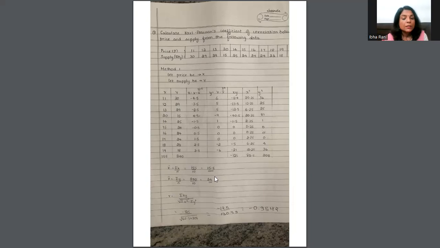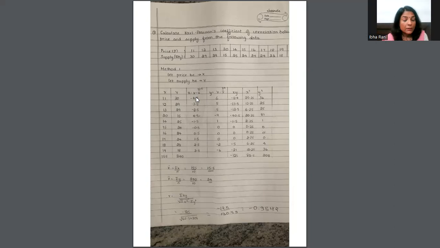That will come under the 15.5. The same way we have calculated for the average of y variable, it is 240 by 10, 24. So first of all, we will calculate the average of x variable and average of y variable. Then we will go to the format.